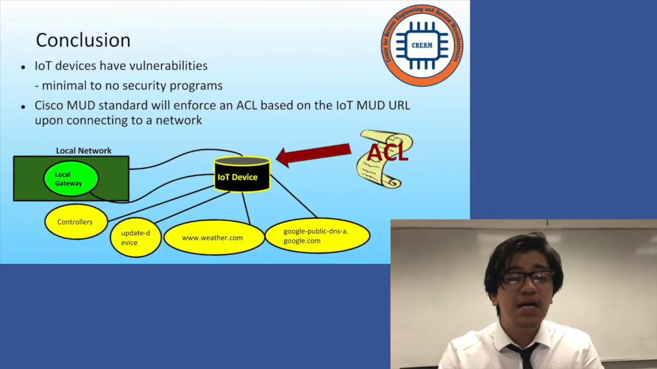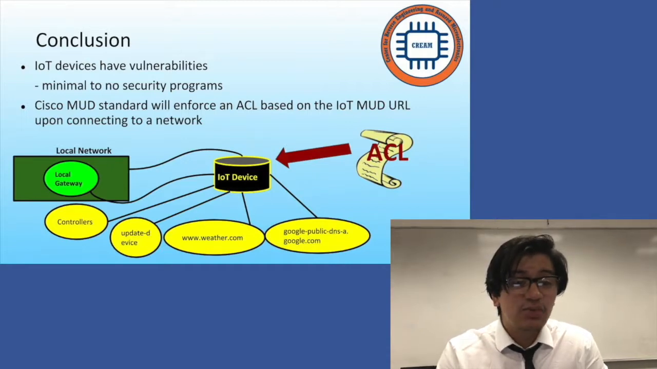So in conclusion, IoT devices have vulnerabilities, and they come with minimal to no security programs pre-installed. These devices rely on system updates that are not guaranteed over the lifetime of an IoT device. So Cisco is proposing and working on a standard for all switches to work with, which is called MUD. With this, these switches will be able to enforce access control lists specific to any and every device that connects to them.